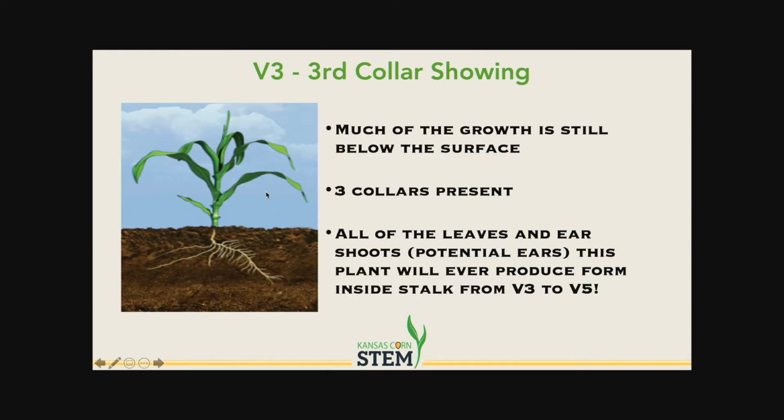Now we can look at V3. Again, that means we have 3 leaves demonstrating a collar from the stalk of our corn. Really, a lot of that growth is still happening below the soil, in the root system and into the crown of the corn. Three collars are present, and this is kind of interesting. In the V3 stage, which is a very young stage for a corn plant, all of the leaves and the ear shoots, which determine how many ears of corn will ever be produced on the plant, are forming right now during this stage, from V3 to V5.